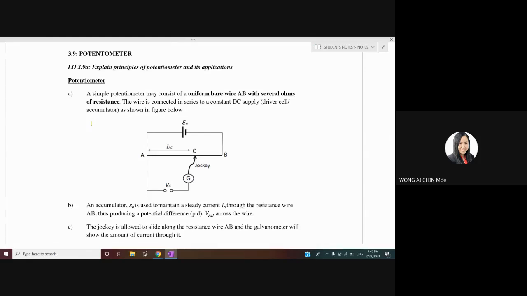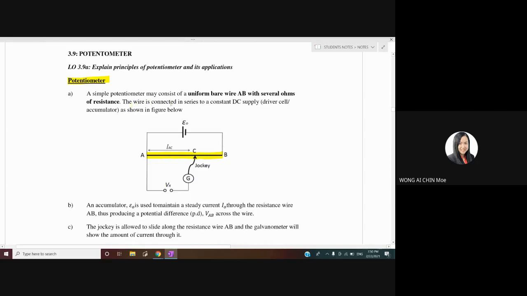Today we will discuss the last subtopic, 3.9 potentiometer. A simple potentiometer may consist of a uniform bare wire AB with several ohms of resistance. This wire AB is attached together with a meter rule, which is usually 1 meter. So a potentiometer is actually a wire attached to a meter rule.